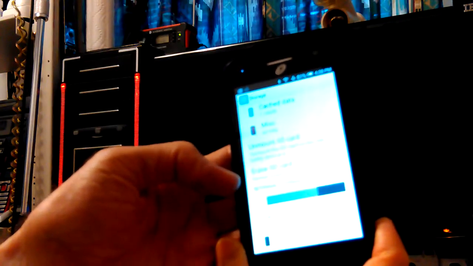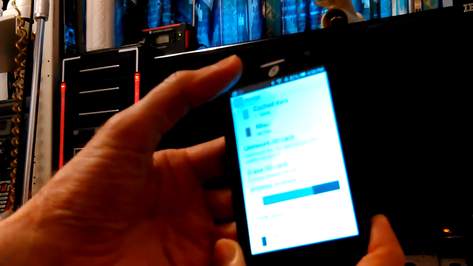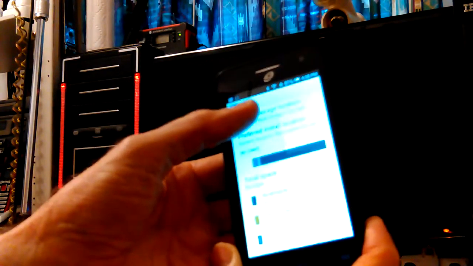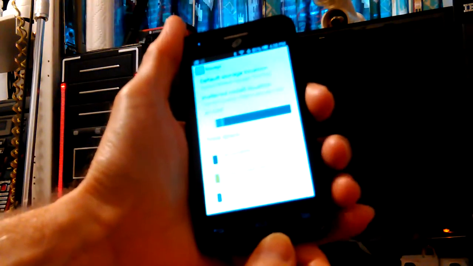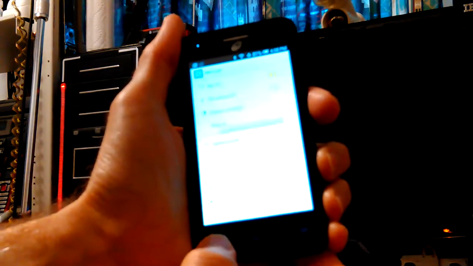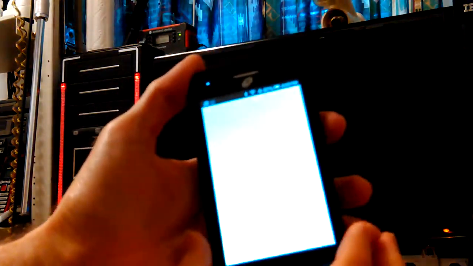What does it say? Internal storage, yeah. 721 megabytes free space. That's where it generally stays. If I didn't have that SD card, this thing would fill up in a heartbeat. Okay, so, well, that's good. I think I'll be all right now.